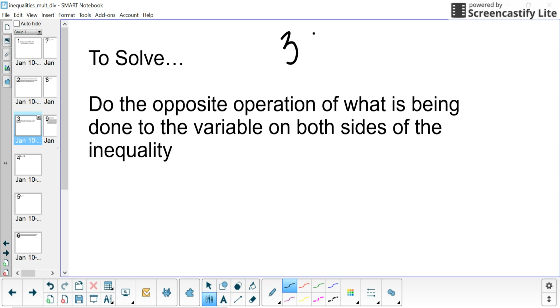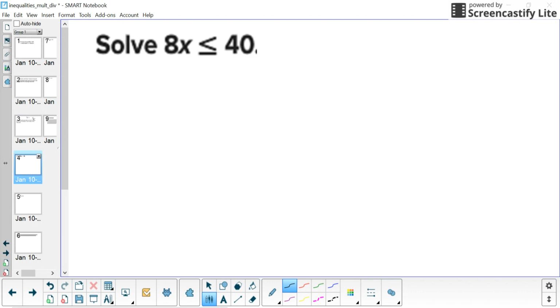So if you have 3x, you're going to do the opposite, which is division. If you have x over 4, you're going to do the opposite, which would be multiplication. So whatever is being done to x, you're going to do the opposite. So here is my first problem.